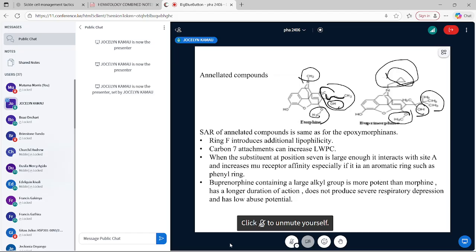We've already mentioned that. When the substituent at position 7 is large enough, it interacts with site A and increases mu receptor affinity, especially if it is an aromatic ring, such as a phenyl ring. Although now we do not have a phenyl ring, but we have the butyl. That's a butyl group.